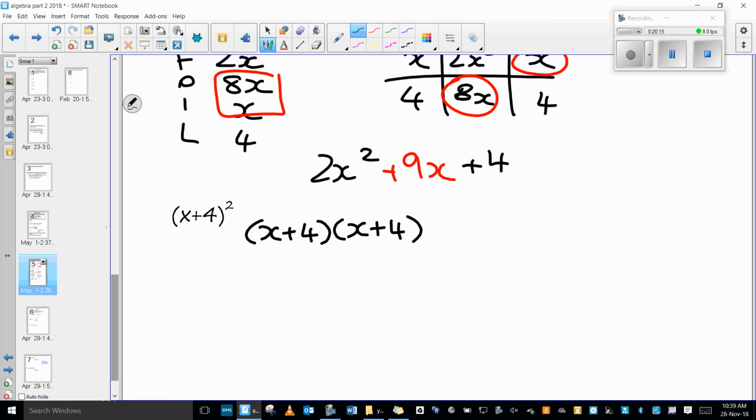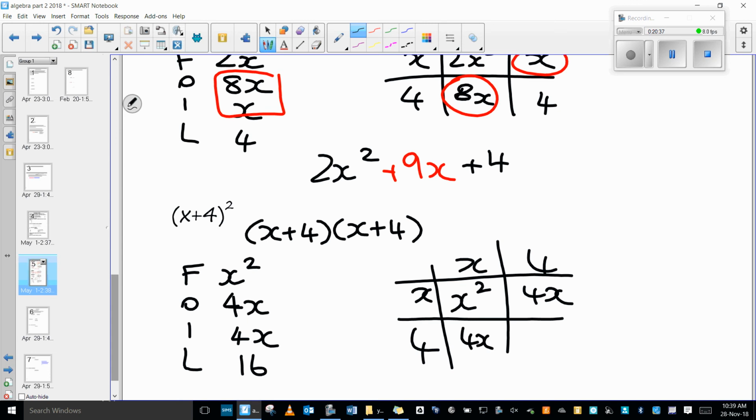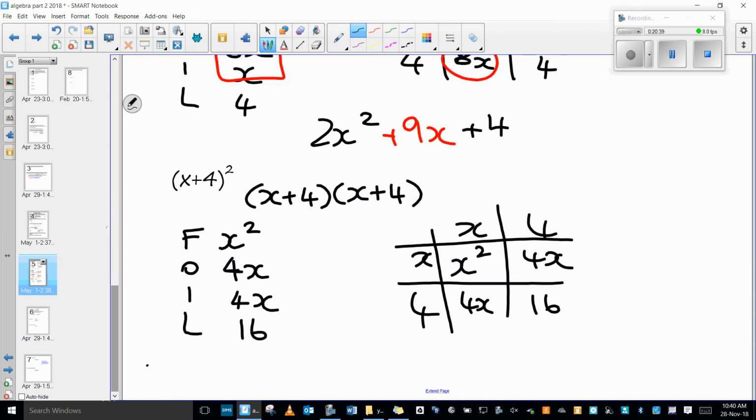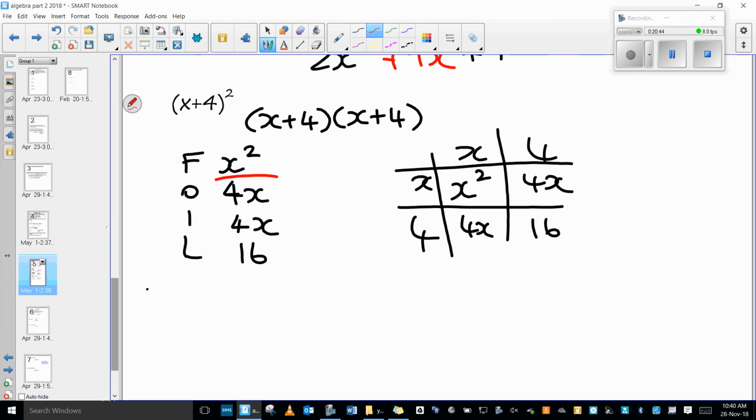So if we're doing FOIL, we're going to do x squared, and then 4x, and then 16. Okay, and again, funny enough, our O and our I are our middle terms that we're joining together. Remember you're adding them. So it'd be x squared plus 8x plus 16. That's exactly it.